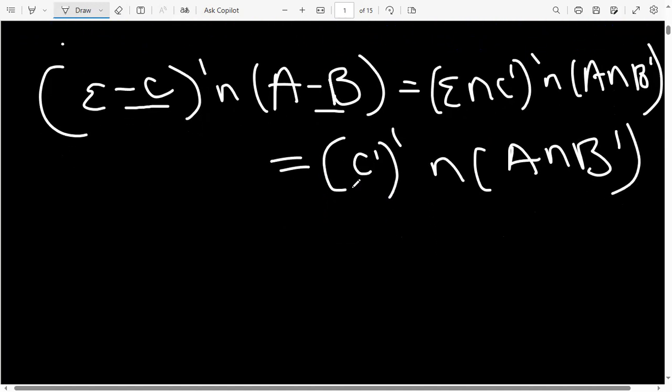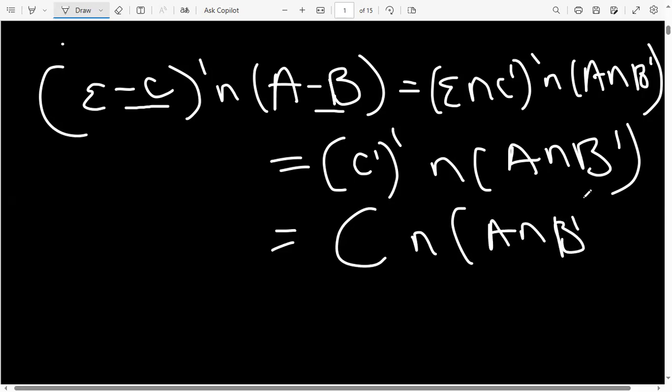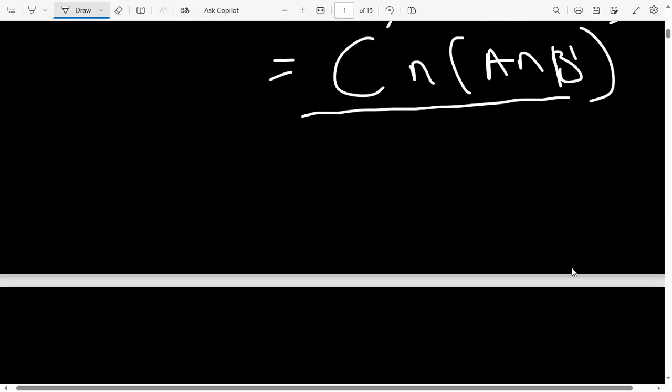Okay, and then here this complement is going to multiply with that complement, so it's just going to become C intersection A intersection B complement. Okay, so now we have this set here to plot on our number line. So let's plot it.